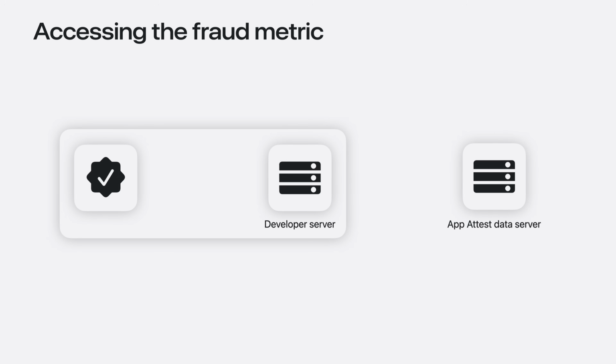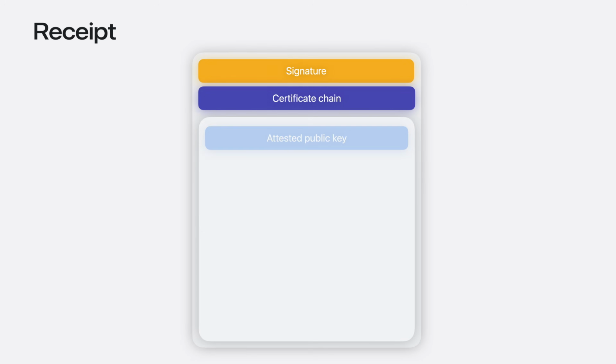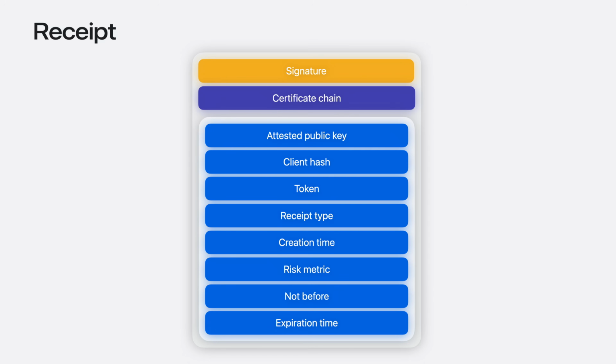The fraud metric is accessed between your server and the App Attest data server. Your server retrieves the receipt from an attestation associated with the user. It then sends a post request to the App Attest data server using the retrieved receipt. The data server then returns a receipt to your server containing the fraud metric, which you should use for subsequent receipt fetches. The receipt is structured similar to an App Store receipt.